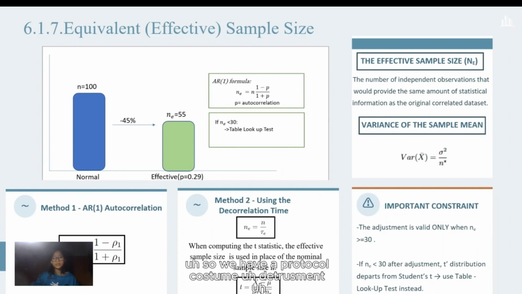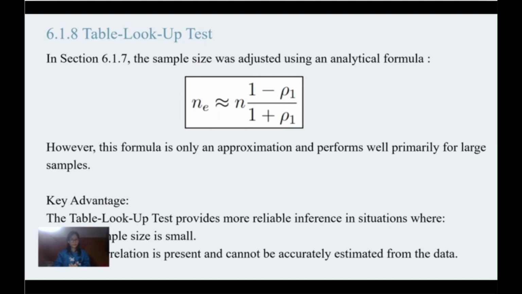So we have an important constraint. The adjustment is valid only when the effective size is greater than or equal to 30. If the sample size is less than 30 after the adjustment, the distribution departs from the Student t-distribution. In the table of tests in session 1.7, the sample size is extracted using an analytical formula.